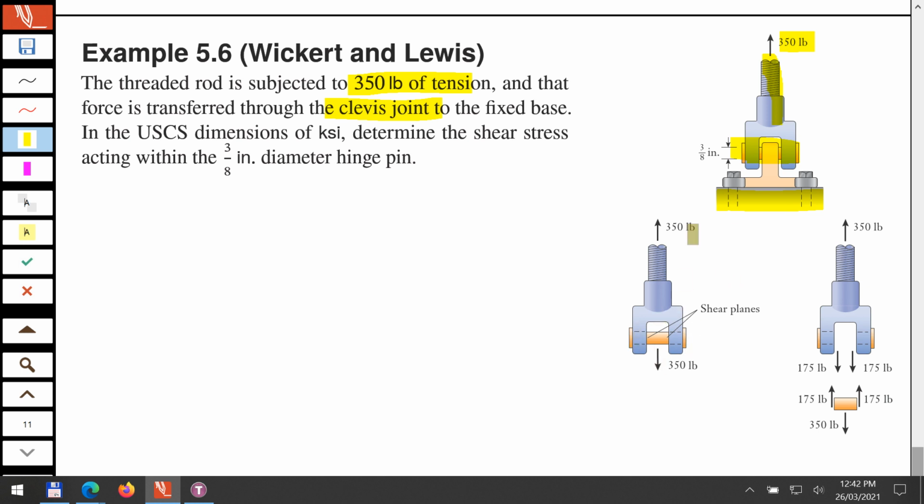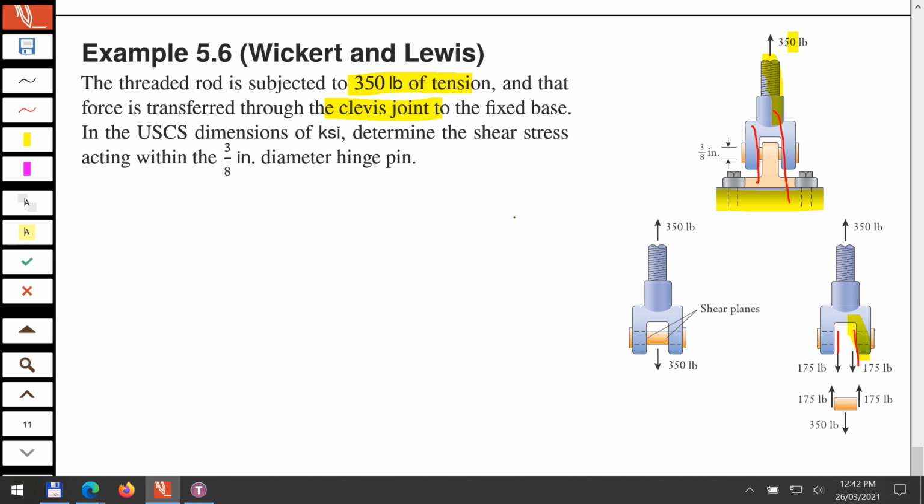The pin, if you look at this free body diagram, this pin will be subjected to shear. और अब this is now an example of double shear. क्यों double क्यों है यहाँ पे? Although you have a single force here, but there are two planes. एक plane इधर है और एक plane इधर है.